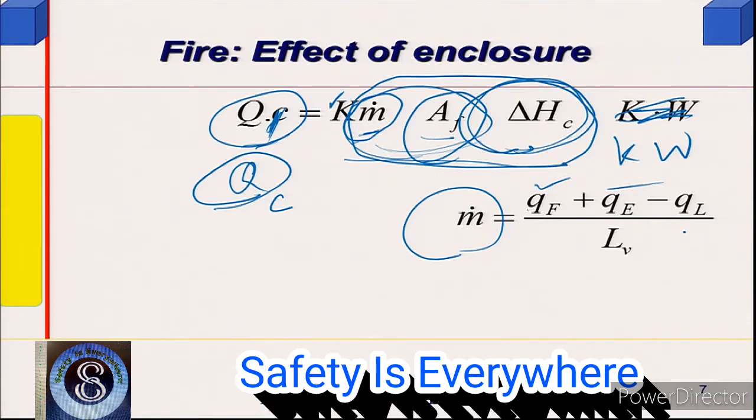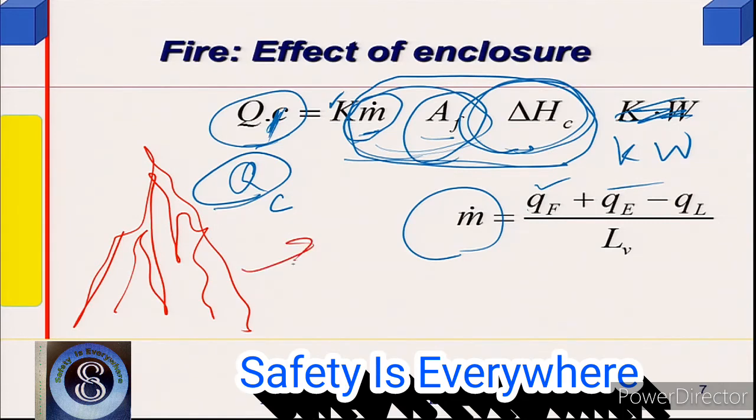QL is the heat loss to the surrounding, because when we talked about this diagram earlier, if you remember, I talked about something like this, when we talked of fire, we said that some heat is lost, some heat goes to the fuel again, and QF is the amount of heat generated by the fuel if there is a radiation back, if it is coming from the surrounding, right.